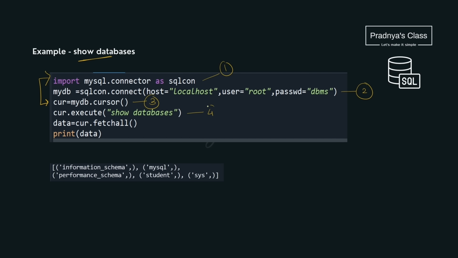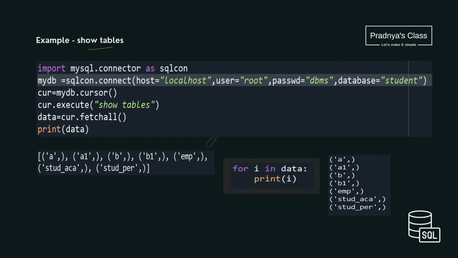After that, in the fourth step, we will execute the query using the cursor object, followed by fetching the records. Here we are fetching all the records and printing them. So look at the output. We will get a list of tuples of all the databases because the query is show databases. You might have noticed that the fourth parameter we skipped because we are not working on any specific database.